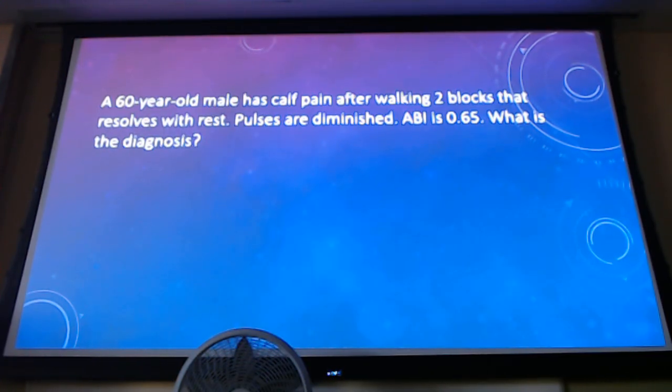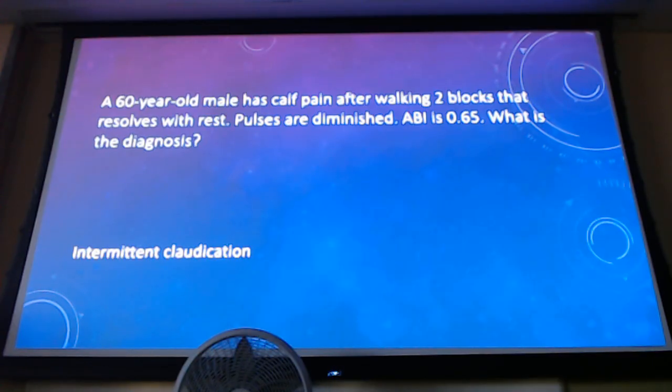PAD, peripheral arterial disease. But what does peripheral artery disease cause that gets worse and then gets better with rest? Ischemia? Claudication. But intermittent claudication, right? Because it gets better. What if it doesn't get better?